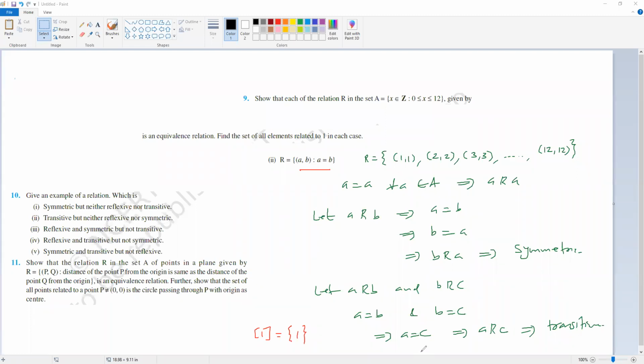So which elements are equivalent to 1? Only 1. Because your relation requires A and B to be equal, the elements which are related to 1 are only 1. Okay, that's all.